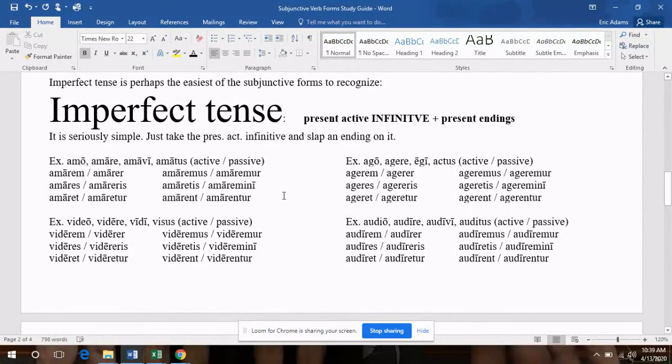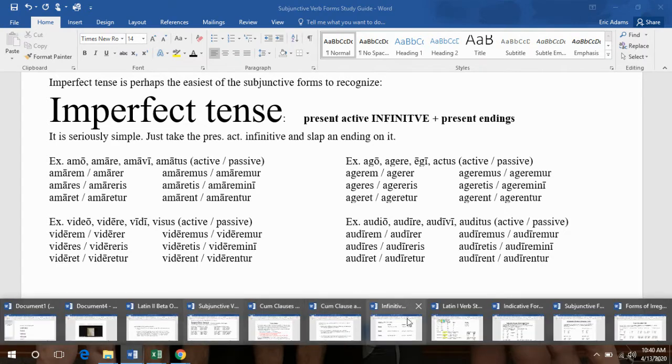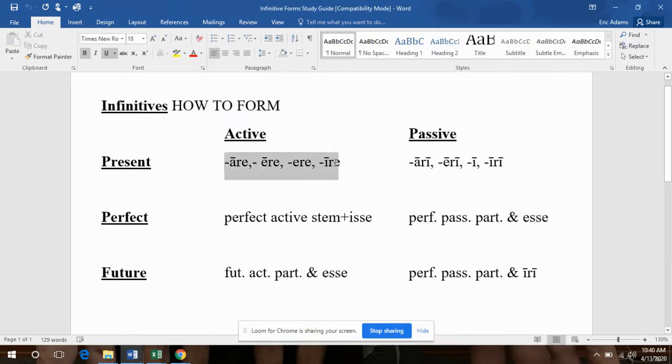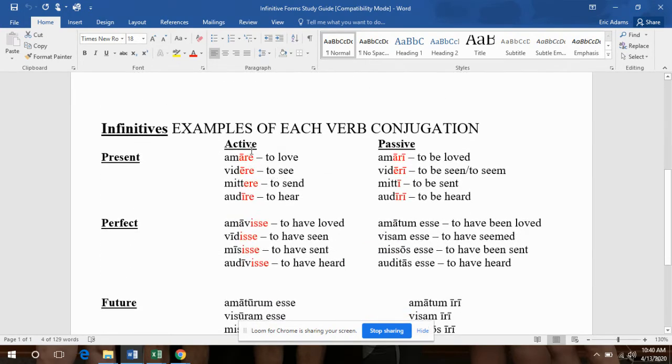Now, the imperfect tense. The imperfect tense is, I would argue, maybe along with the pluperfect, the easiest subjunctive form to recognize. Long gone are the days of the BA that comes and punches you in the face. That is no more. Instead, the imperfect subjunctive, the first type of subjunctive introduced to you by Ecce Romani, is nothing more than the present active infinitive plus your personal endings. Hopefully we can easily remember what those infinitives look like: are, ere, and ire for each of the conjugations, and you see them down here, amare, videre, mittere, audire. You simply take those forms and you slap the endings on them.